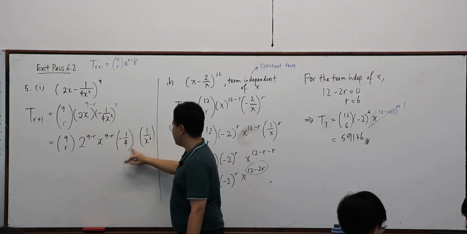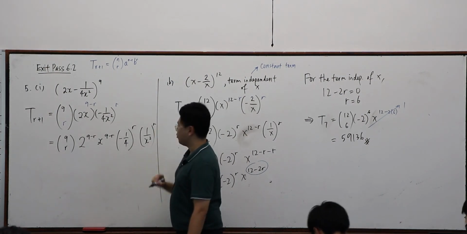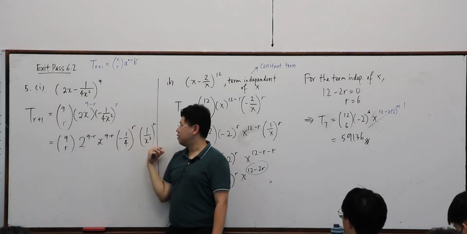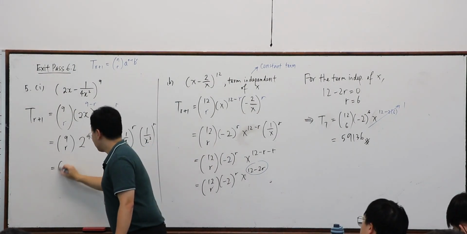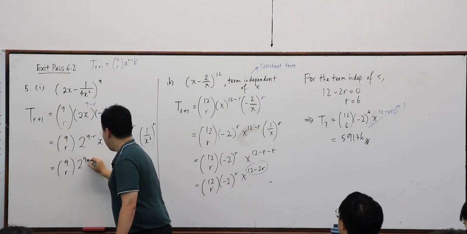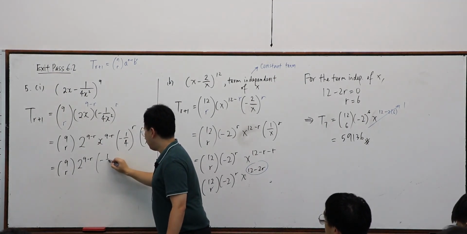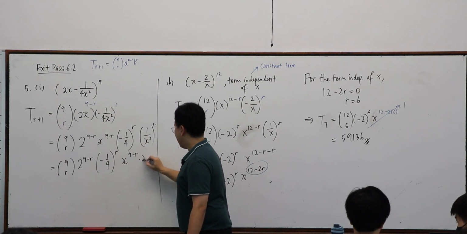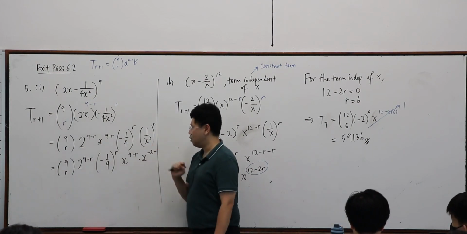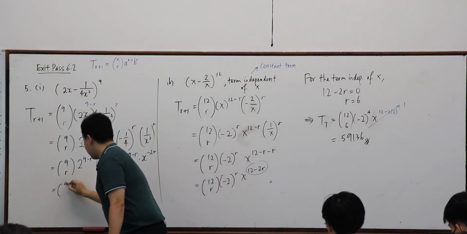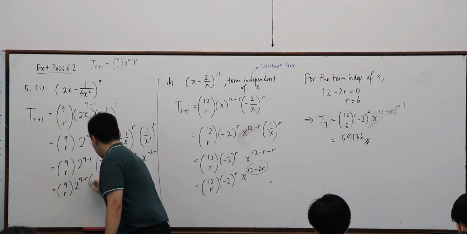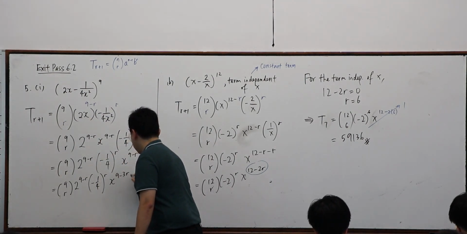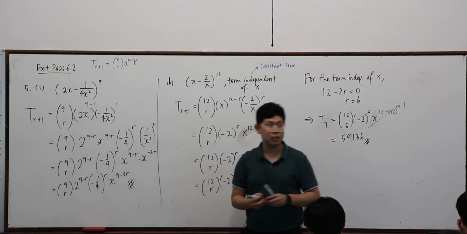It must split out nicely because they are a product of two things, power r and power r. Do you see how it works? The number, power r; the x term, power r. So we arrange: 2 to the power of 9 minus r, I have negative 1 over 4 to the power of r. Then I have x to the power of 9 minus r and x to the power of negative 2r. All together, x to the power of 9 minus 3r. So this is the general term.